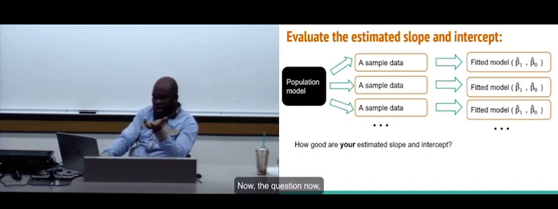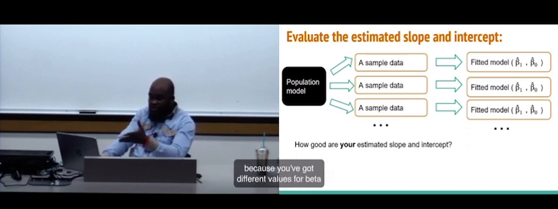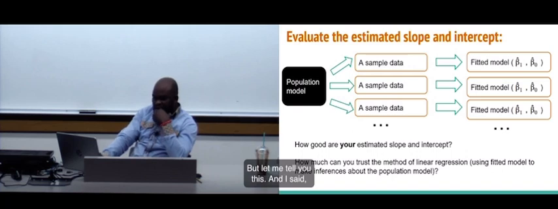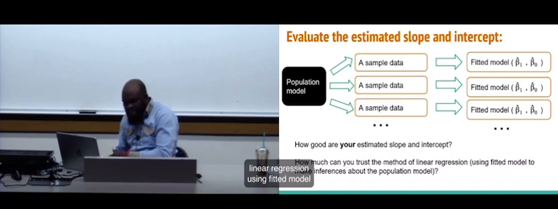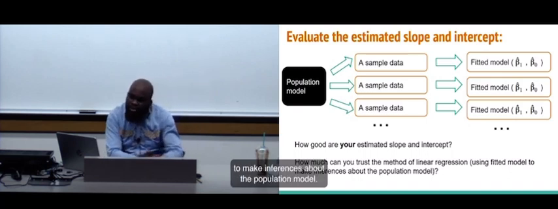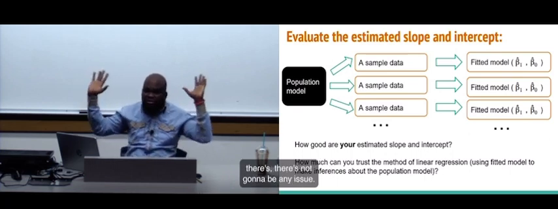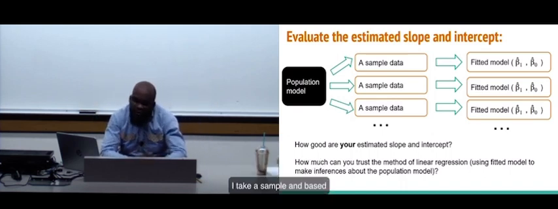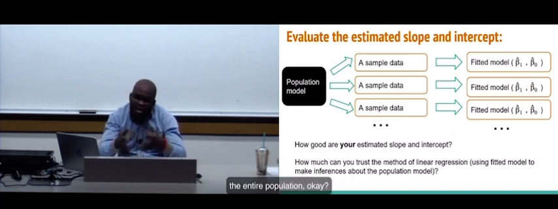Okay, now the question: how good are your estimated slope and intercept here? Because you got different values for beta 1, you got different values for beta naught. And also, how much can you trust the method of linear regression, using a fitted model to make inferences about the population model? If we have enough resources to study everybody, there's not going to be any issue. But right now, the essence of inference is that I take a sample, right? And based on my observation of the sample, I actually want to generalize to the entire population.